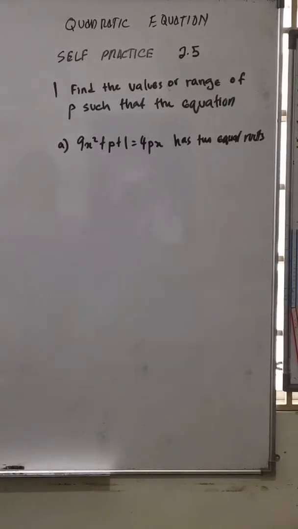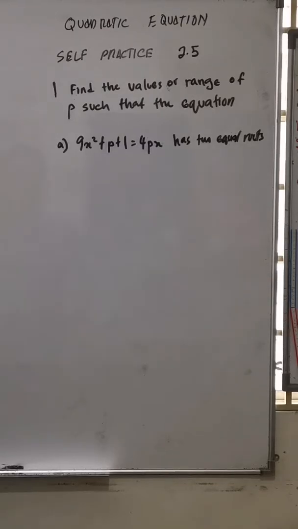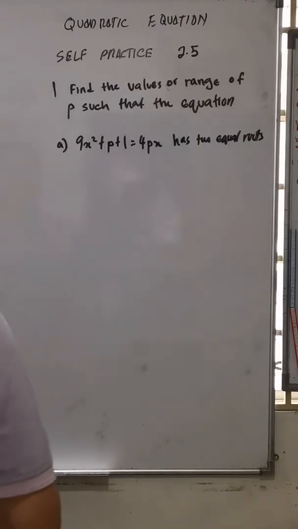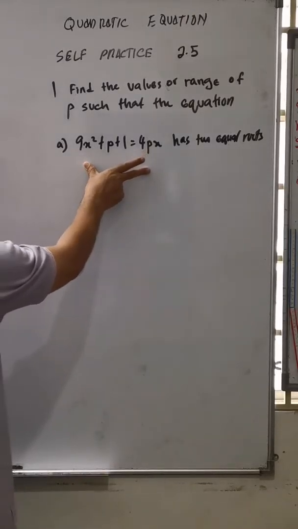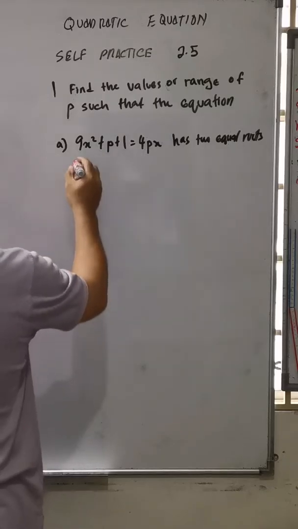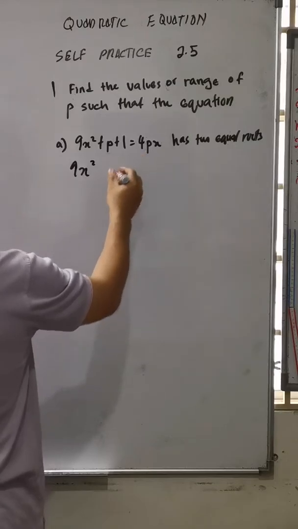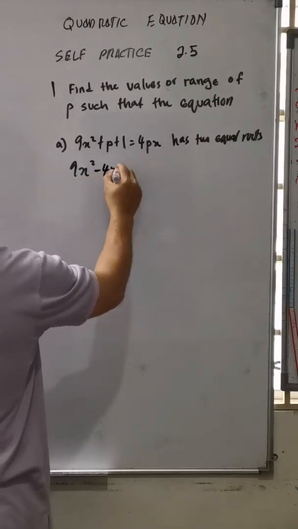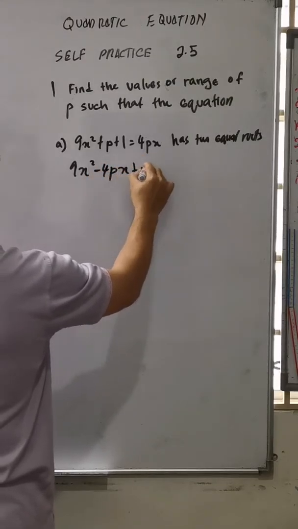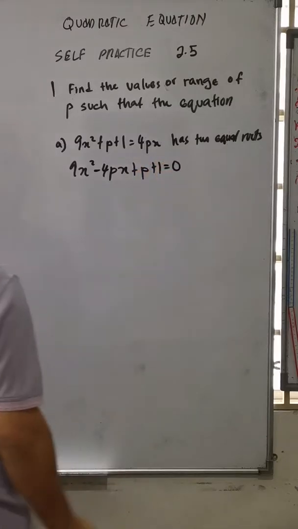Okay, 2.5. Find the values or range of p such that the equation (a) 9x squared + (p + 1) = 4px has two equal roots. Okay, first you have to make this into general form. So 9x squared, move the 4px first, minus 4px plus p plus 1 equal to 0.